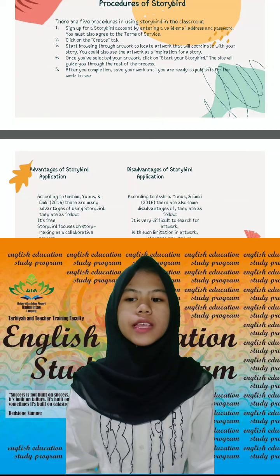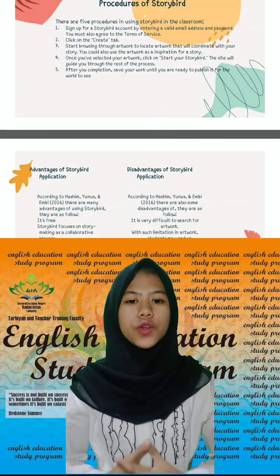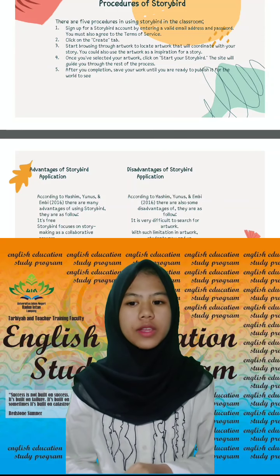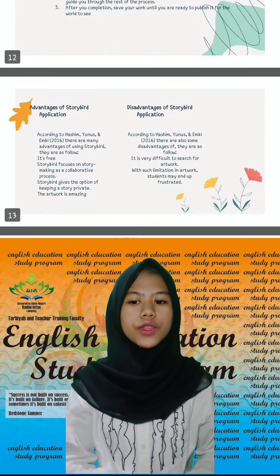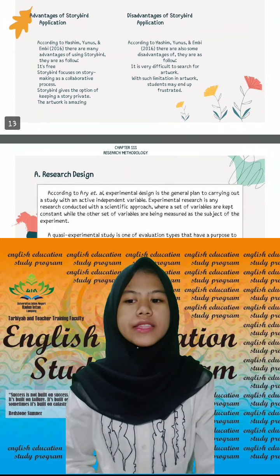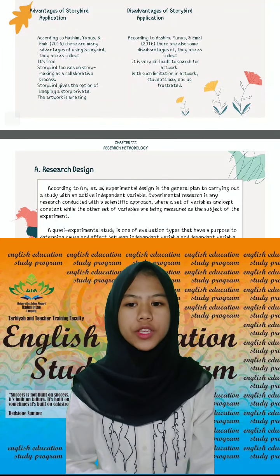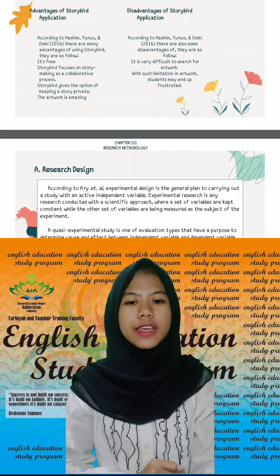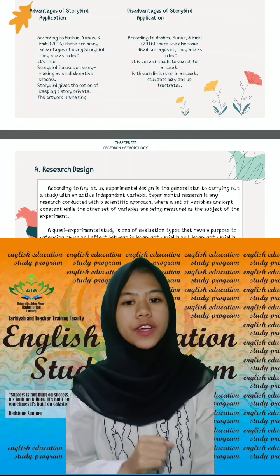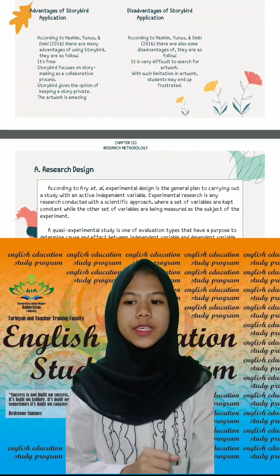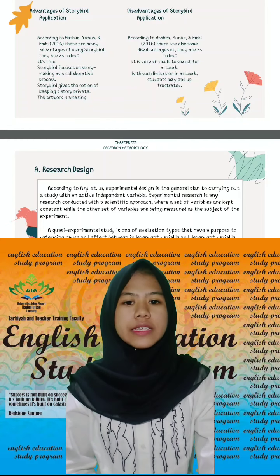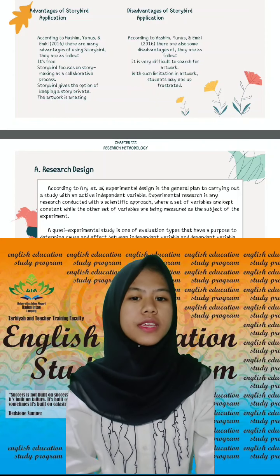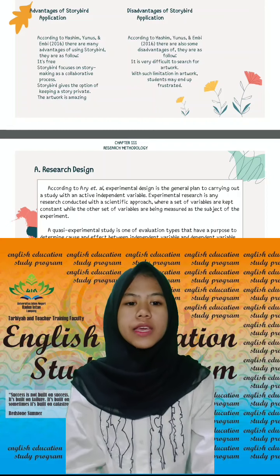And then the next is, once you have selected your artwork, you can click on Start Your Storybird. The site will guide you through the rest of the process. And then the last is, after your completion, save your work until you are ready to publish your narrative writing text to the public. And then the next is about the advantages and disadvantages of using the Storybird application.